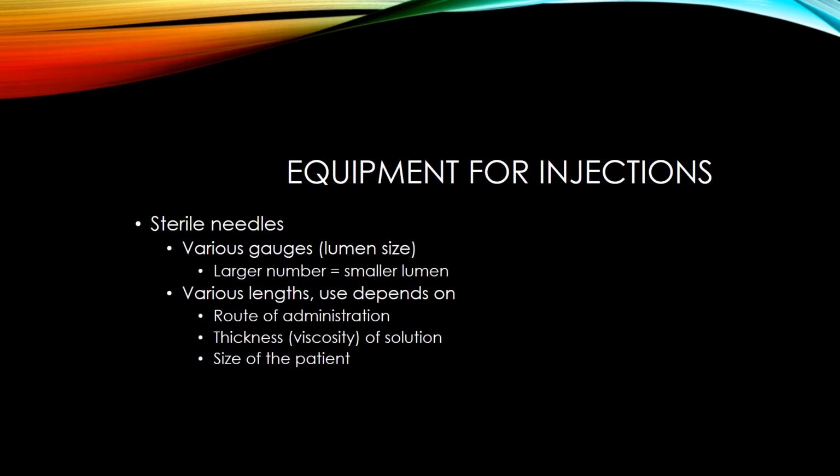So sterile needles come in various gauges, and the larger number is actually a smaller lumen. I don't know why they did it this way, but an 18 gauge needle is going to be a larger lumen than a 25 gauge. Lumen meaning the channel of the catheter. There are various lengths, and it depends on where we're administering, the thickness of the solution, and the size of the patient.